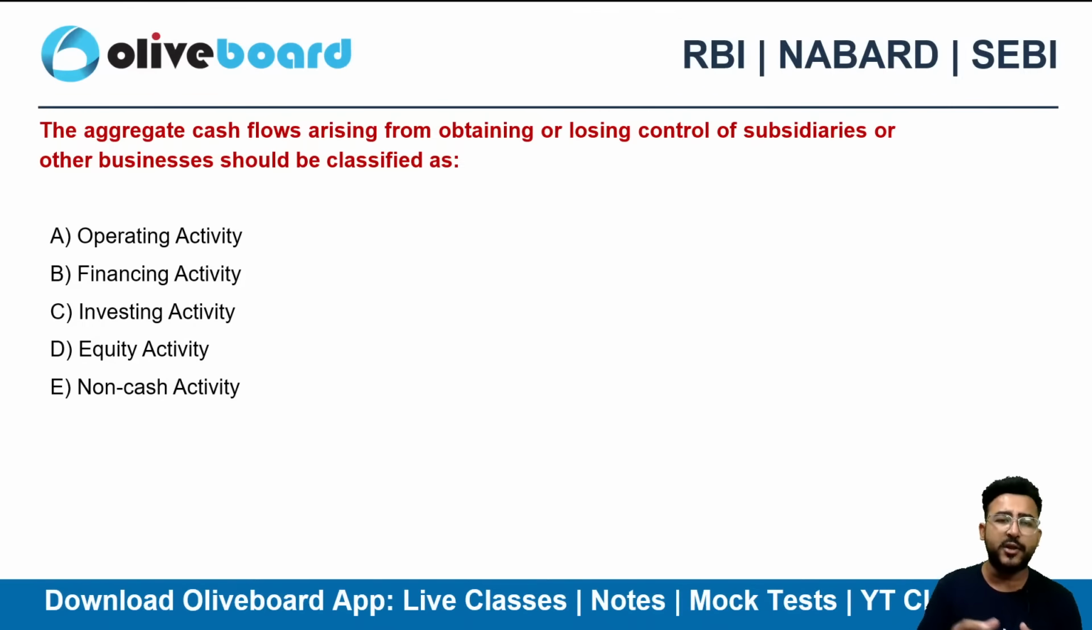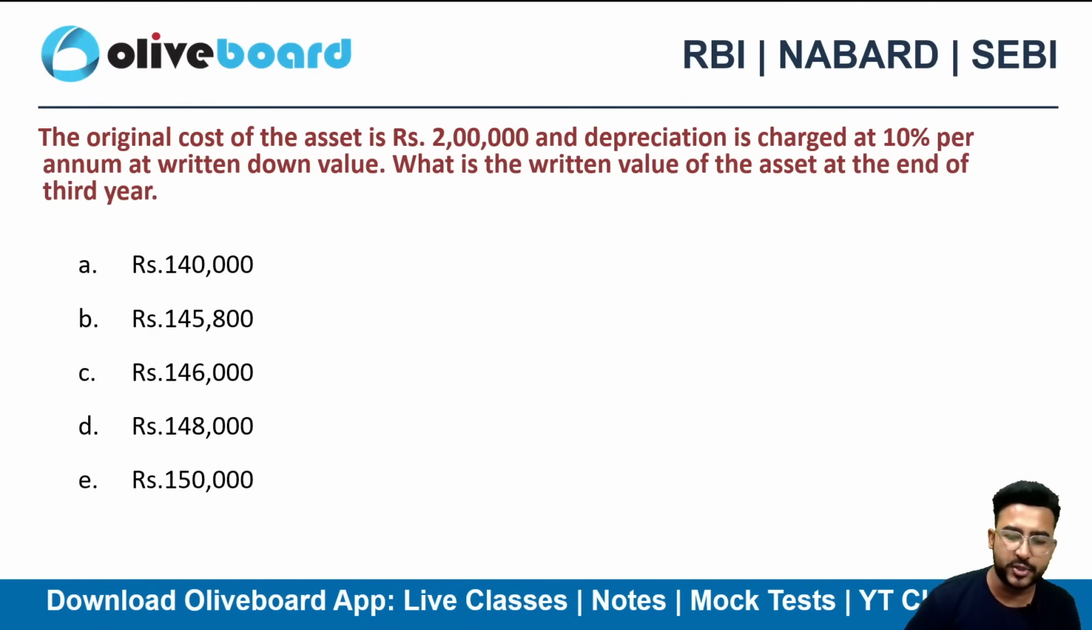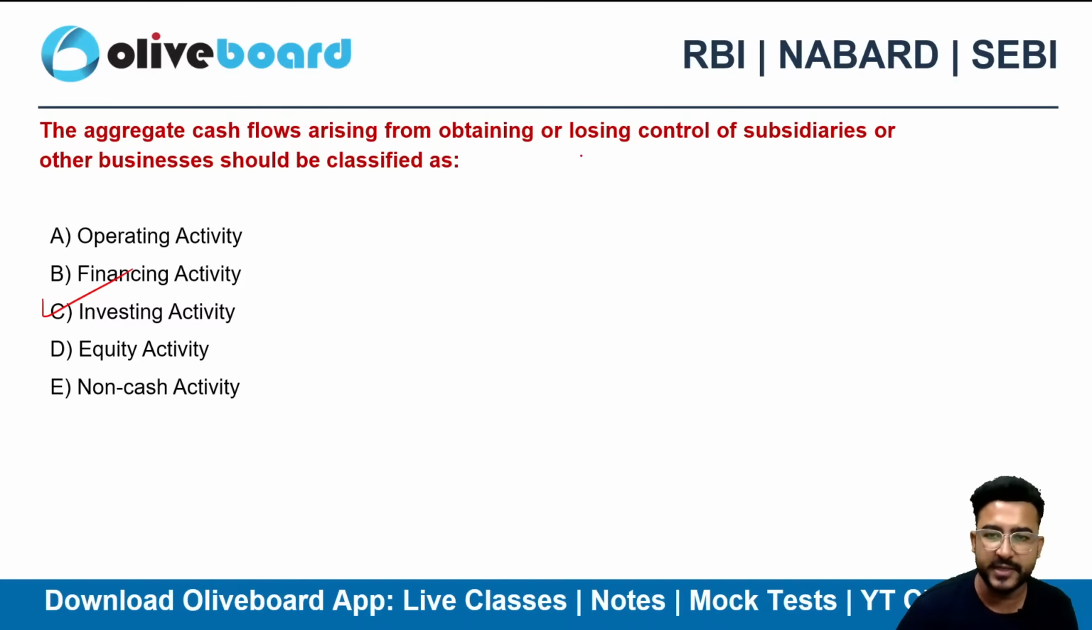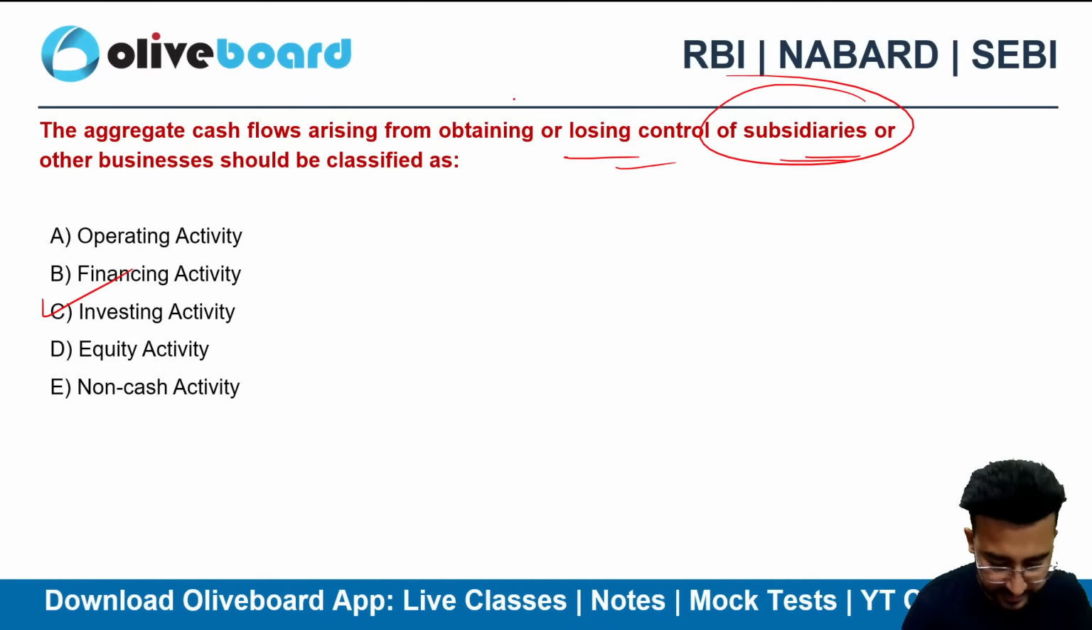Next one. The aggregate of cash flow arising from obtaining or losing control of subsidiaries should be classified as which of the following activities? Can be important. Obtaining or losing control of subsidiaries. Subsidiary companies basically. And what is a subsidiary company? When you are having more than 50% holding in a particular company, we call it a subsidiary company. The correct choice here will be investing activity. You have invested in a company, that's why it's your subsidiary company. You must have invested in that company's equity share capital.